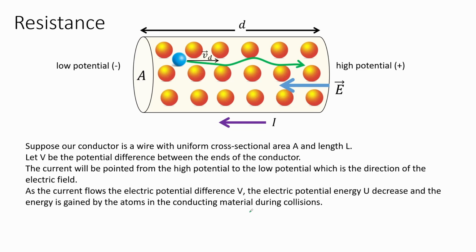Suppose our conductor is a wire with uniform cross-sectional area A and length L. Let V be the potential difference between the ends of the conductor. The conductor is connected to a battery, so it will have a high potential end and a low potential end. The current will be pointed from the high potential to the low potential, which is the direction of the electric field. As the current flows, the potential energy decreases, and the energy is gained by the atoms in the conducting material during collisions.